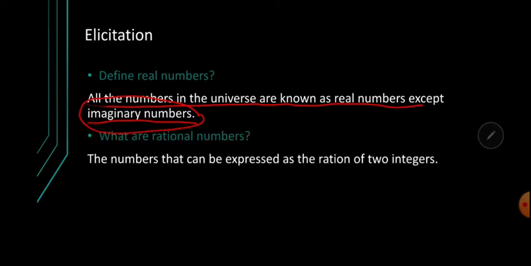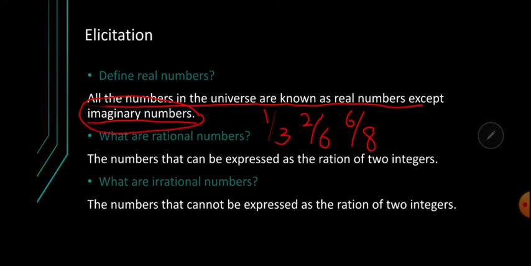Second, what are rational numbers? Rational numbers are those numbers that can be expressed as the ratio of two integers, like 1 by 3, 2 by 1, 6 by 8. All these are rational numbers. And what are irrational numbers? Irrational numbers are those numbers that cannot be expressed as the ratio of two integers, like square root 2, square root 5, pi. All these are irrational numbers.